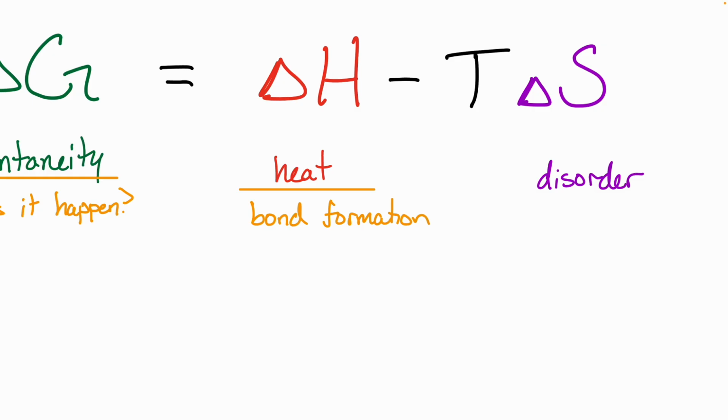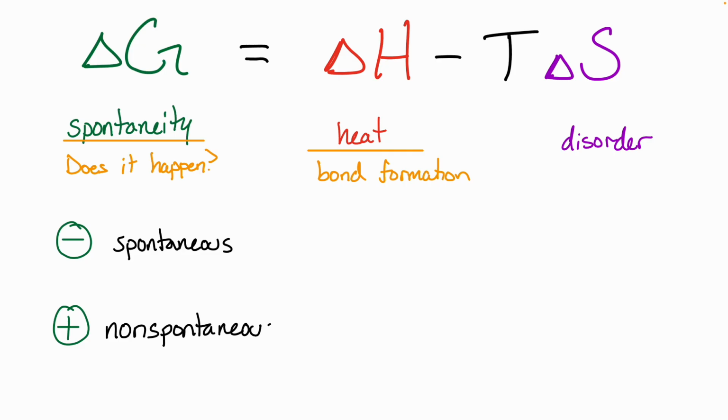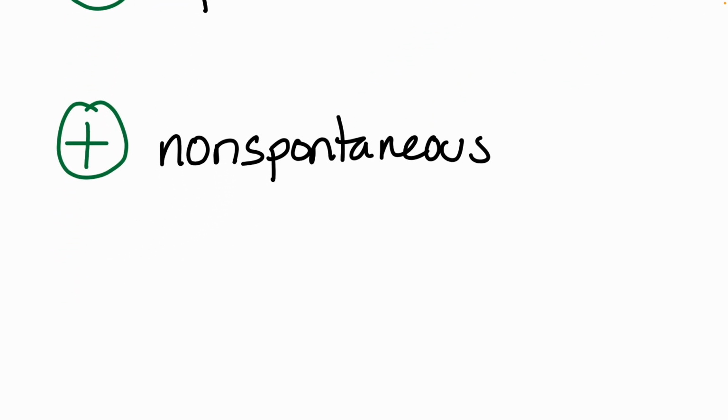Cool. Remember signs. For delta G, we want our delta G to be negative. That means that the reaction is spontaneous, or does occur. If delta G is positive, we would say the reaction is non-spontaneous, which means that it does not occur, at least not in that forward direction. But remember, we've graduated to the point where we're thinking about reactions going in both directions. So when we say non-spontaneous, that means it's spontaneous in the reverse direction.